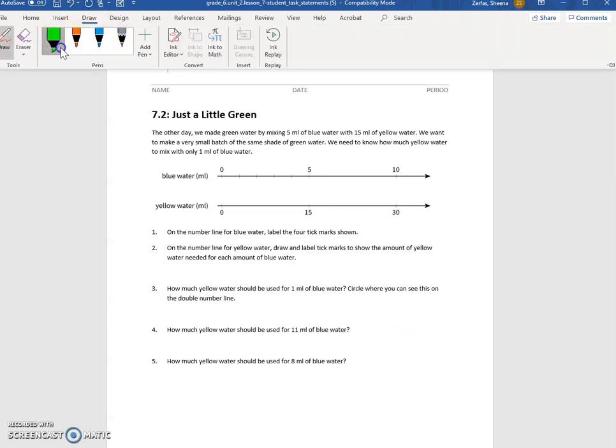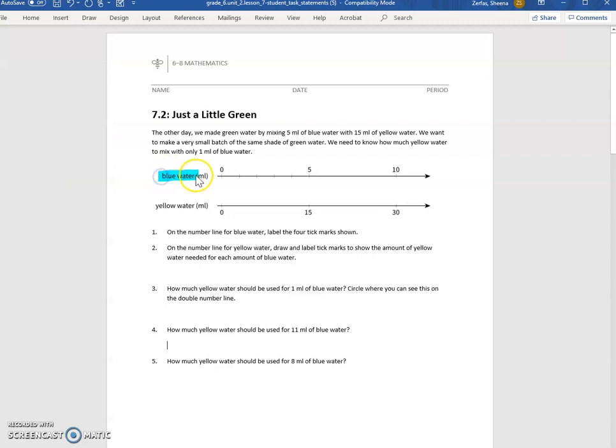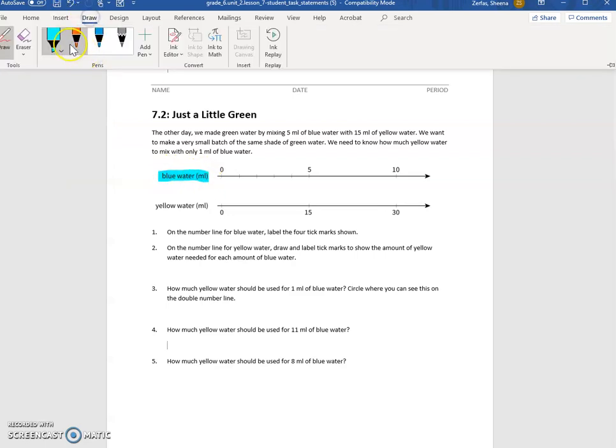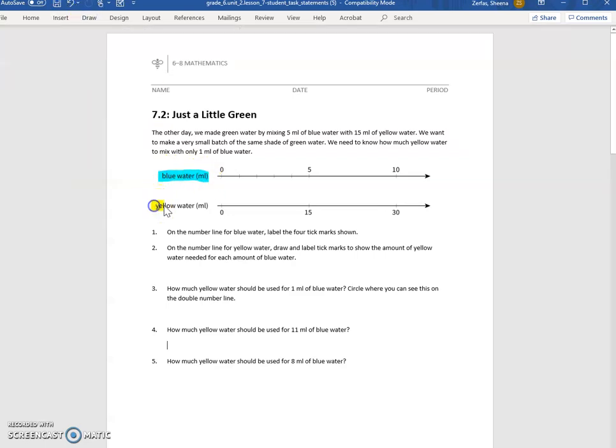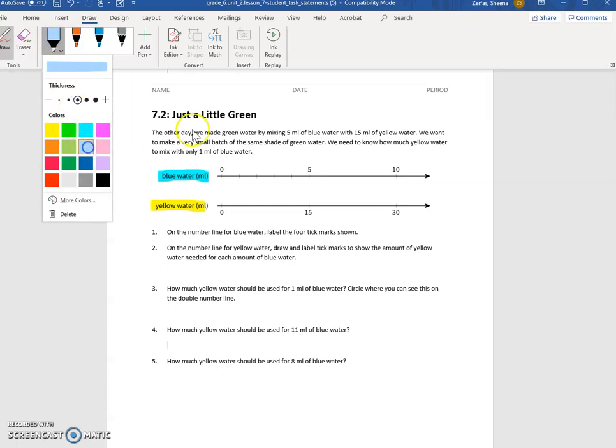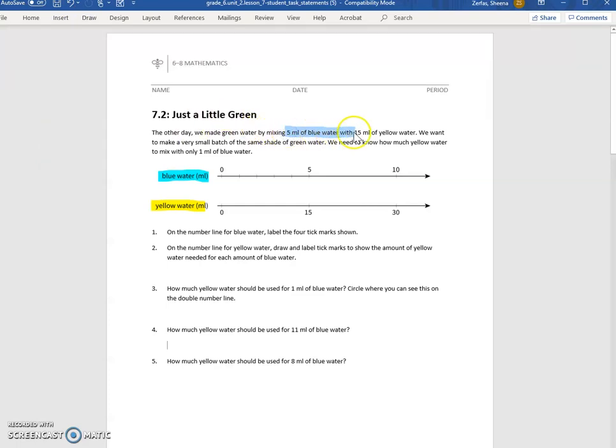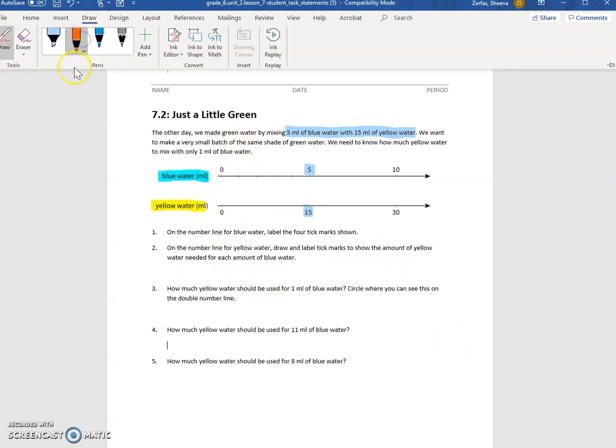So we have our blue water listed on this, and we're going to then have the amount of yellow water on the second number line. The ratio that we are told in the information is we are mixing 5 milliliters of blue with 15 of yellow. So 5 of blue and 15 of yellow. I'm going to follow the directions to fill in some of the other numbers on this double number line.